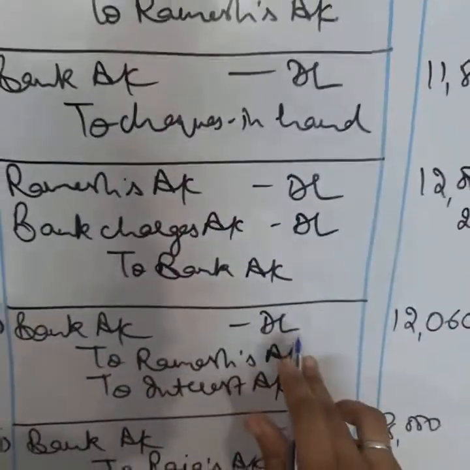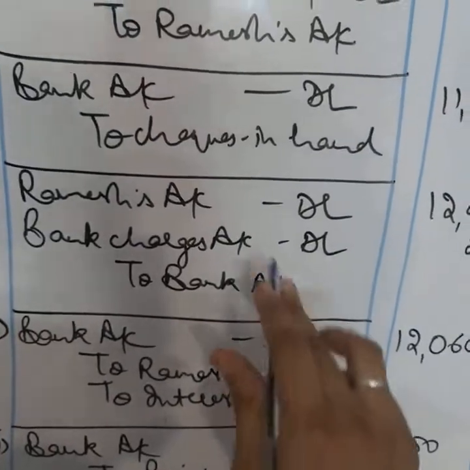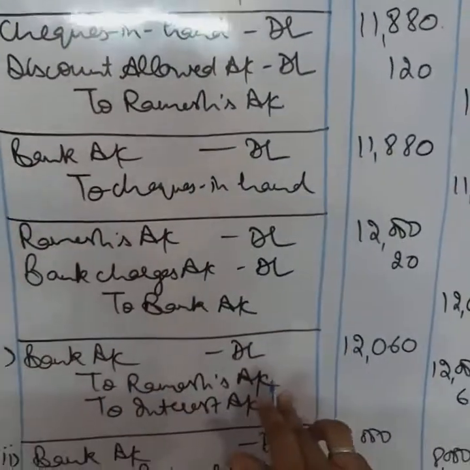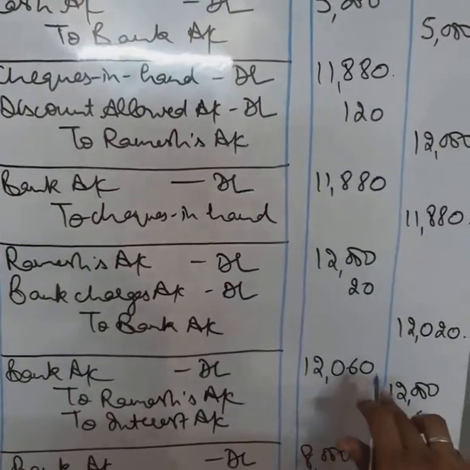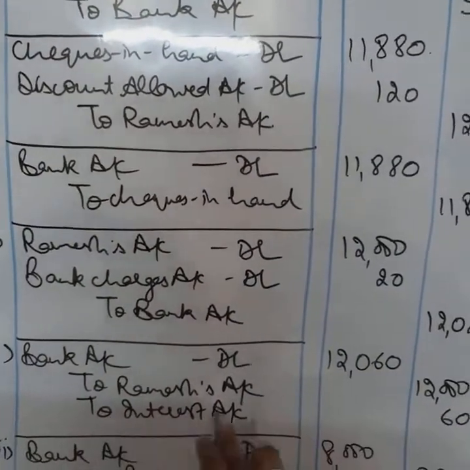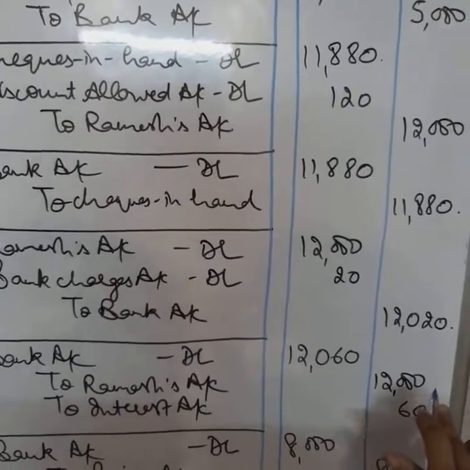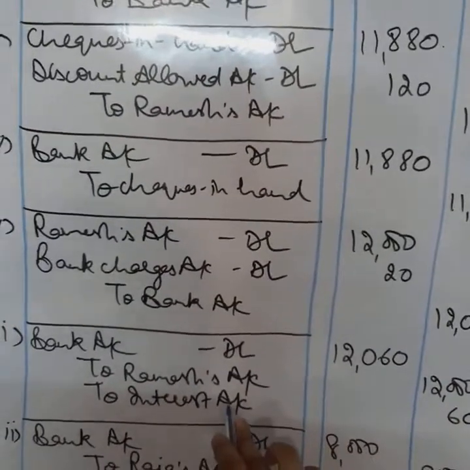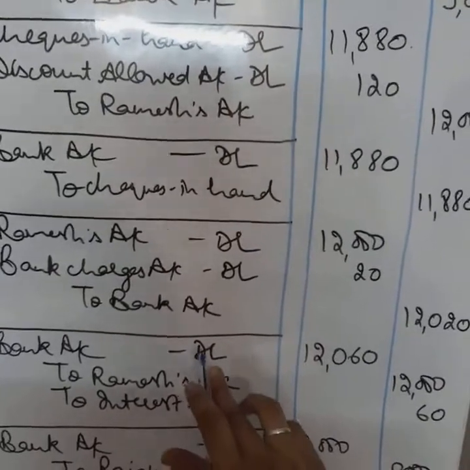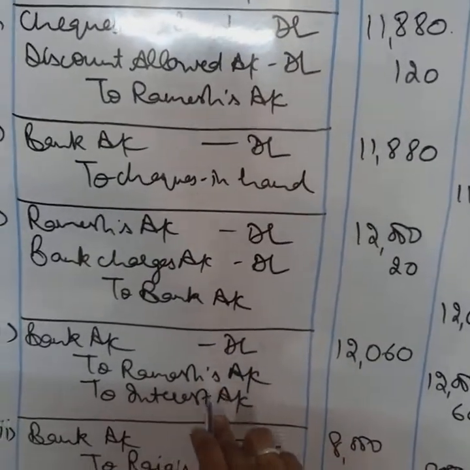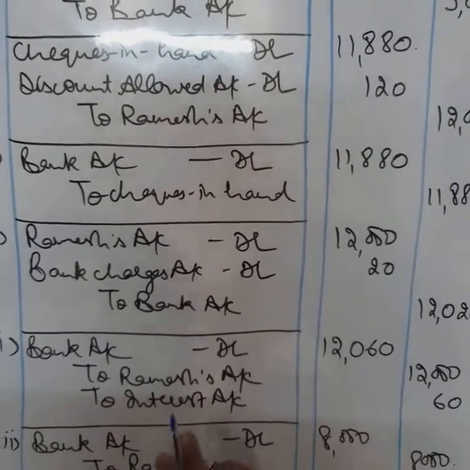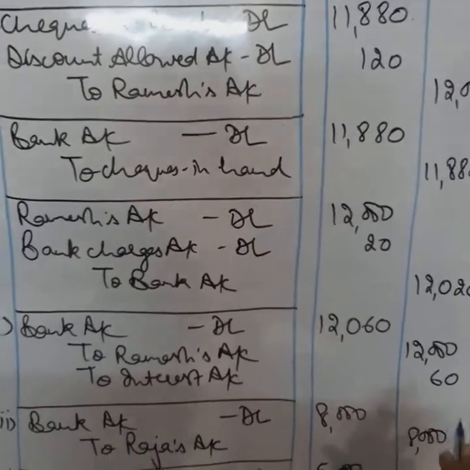So the entry will be bank account debited, because now we are depositing this check same day into the bank. So bank account will be debited with 12,060 rupees. To Ramesh, we are receiving from him 12,000 and 60 rupees we are receiving on account of interest. So interest is our income. It will be shown with the name of the income. So entry will be bank account debited to Ramesh's account, to interest account.